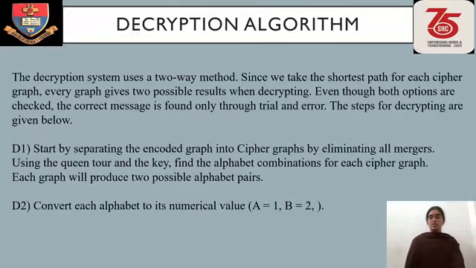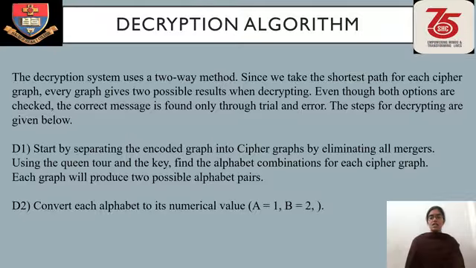Then the next algorithm is the decryption algorithm. The decryption system uses a two-way method. Since we take the shortest path for each cipher graph, every graph gives two possible results when decrypting. Even though both options are checked, the correct message is found only through the trial and error method. The steps for decrypting are given below.